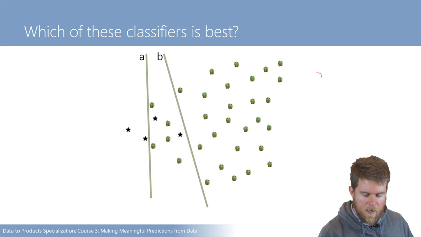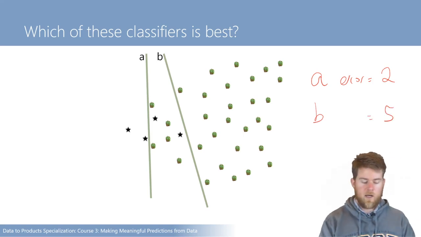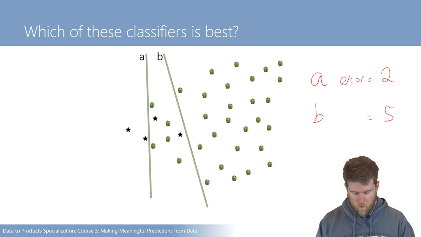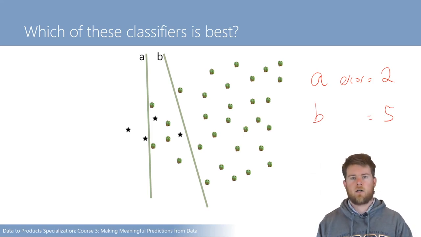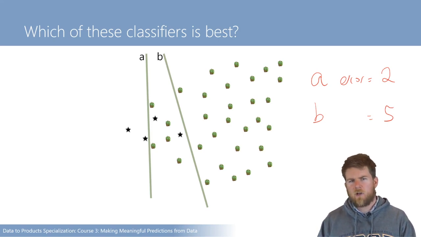So for classifier A, the error is going to be equal to 2. All right, so it gets all of the peppers correct and it gets 2 of the stars wrong. For classifier B, the error is going to be equal to 1, 2, 3, 4, 5. So B gets all of the stars correct and it gets 5 of the peppers wrong. So if we just consider which classifier has the lower error, we would say A is the better classifier. It has a lower error than B. It only made 2 mistakes. But is it really better?